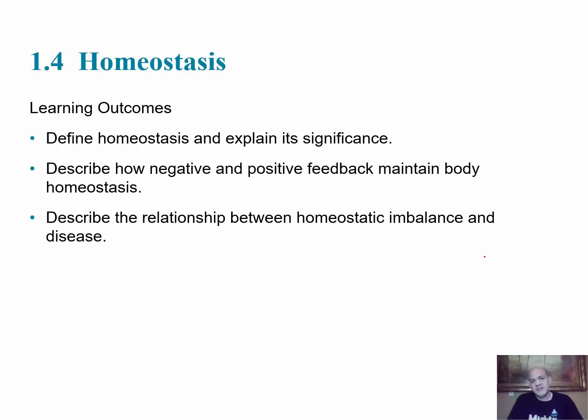So now we're going to look at section 4 of chapter 1. This one is titled Homeostasis. And the learning outcomes for this section are to define homeostasis and explain its significance, describe how negative and positive feedback help maintain homeostasis, and then describe the relationship between homeostatic imbalance, that's when things are not working right in your body, and how this homeostatic imbalance can lead to disease.